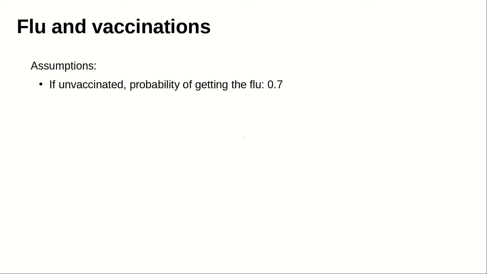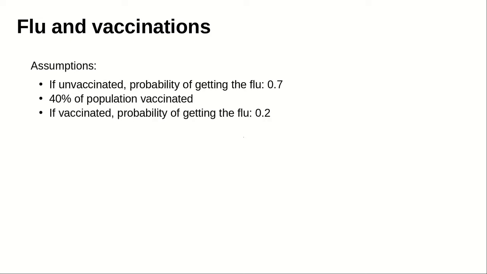A basic tool for probabilistic inference is Bayes' theorem. But before I introduce the theorem, here's a probability problem about the flu and vaccinations. Let's imagine if one did not get the flu vaccine, that the probability of getting the flu is 70%, or 0.7. Let's say that 40% of the population got the flu vaccine, and for those who did get the vaccine, the probability of getting the flu drops to 20%, or 0.2.